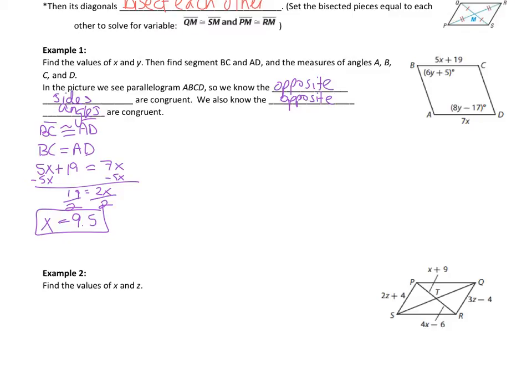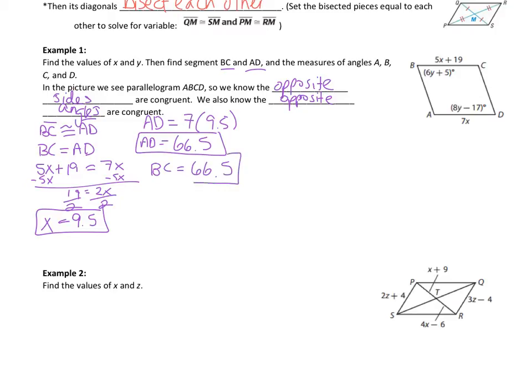We can use x equals 9.5 to find out what the measures of BC and AD are going to be. So probably the easier one would be to start with AD because we have just 7 times 9.5. And if we multiply those together, we get 66.5. So I know that AD is equal to 66.5. I also know that BC is congruent to it, so I can just say that BC is also equal to 66.5.